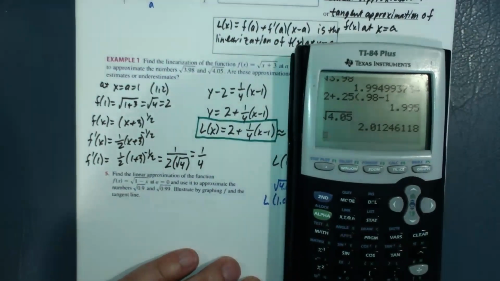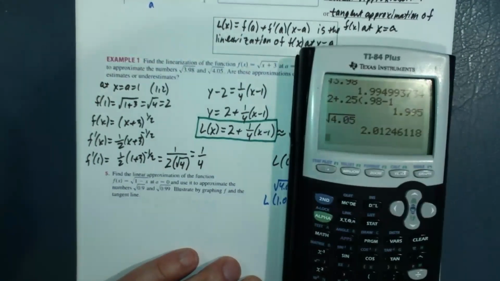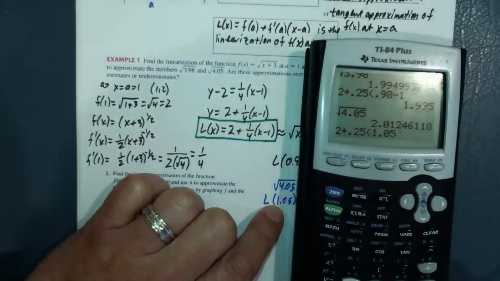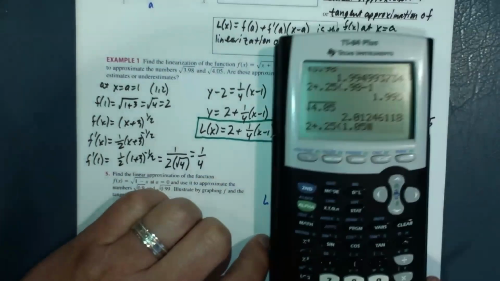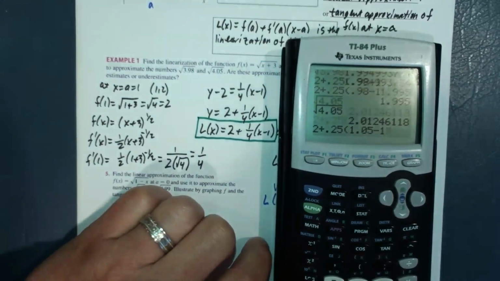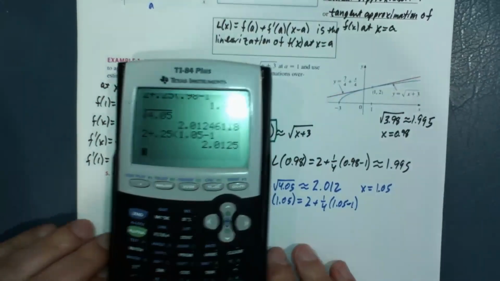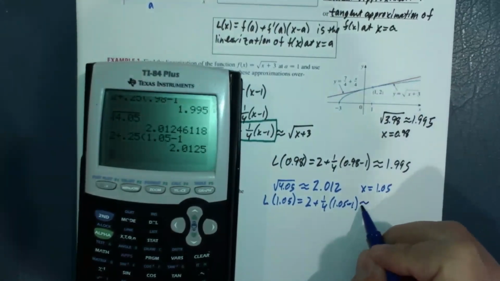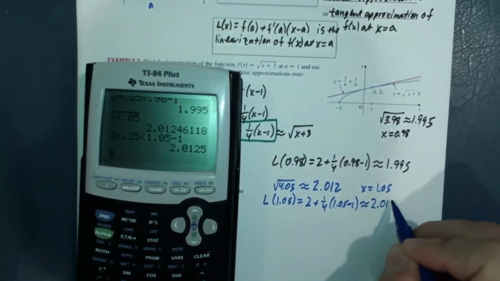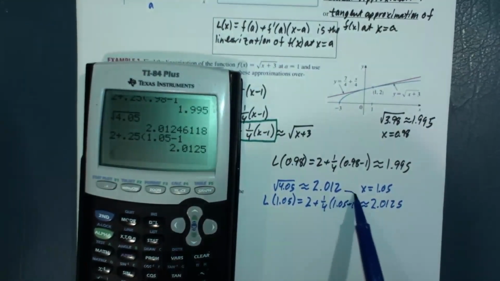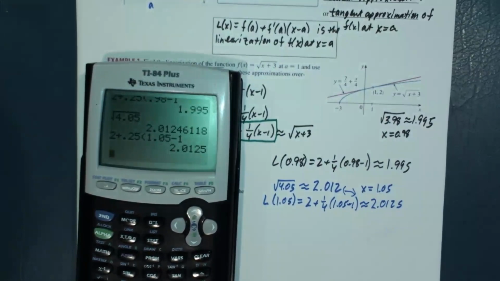I'm going to use 0.25 once again. So that's going to be 2 plus 0.25 times 1.05 minus 1. And look at that. Pretty darn close. So it's not exact, but it's pretty close. And that's what linearization is about.